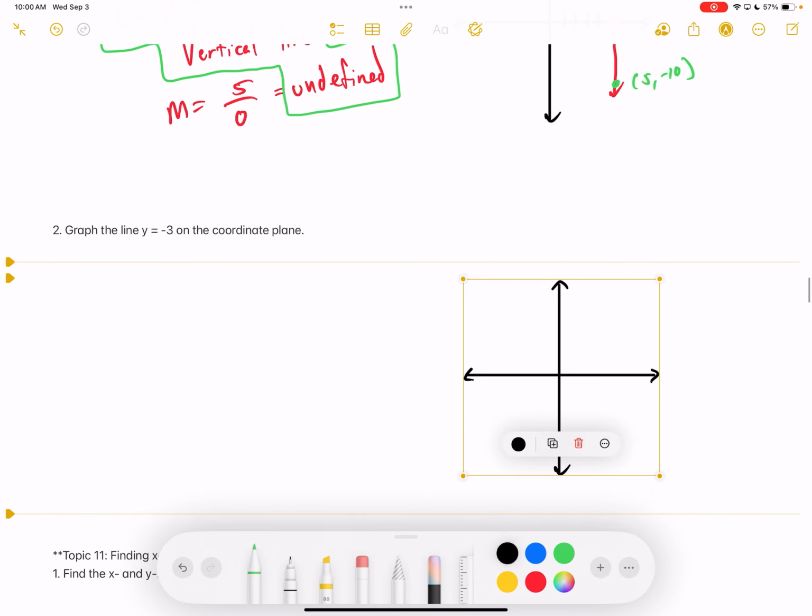All right, what about y equals a number? If I have y equals a number, it is going to be a horizontal line.